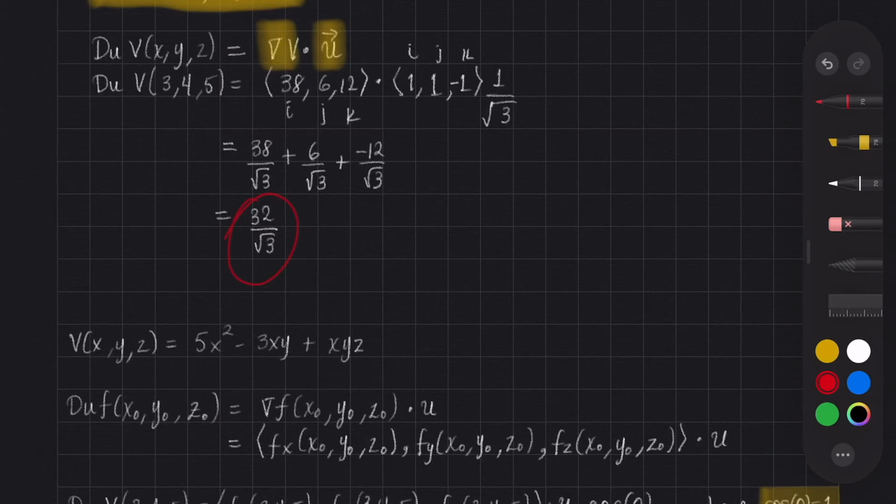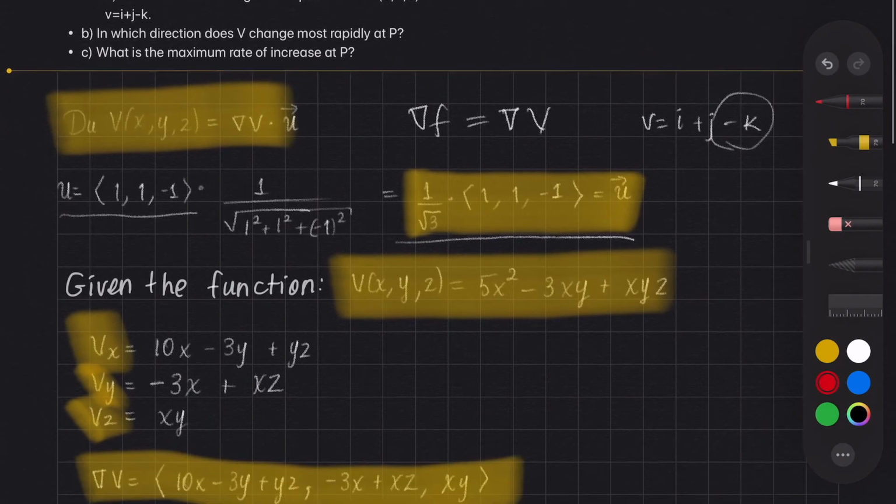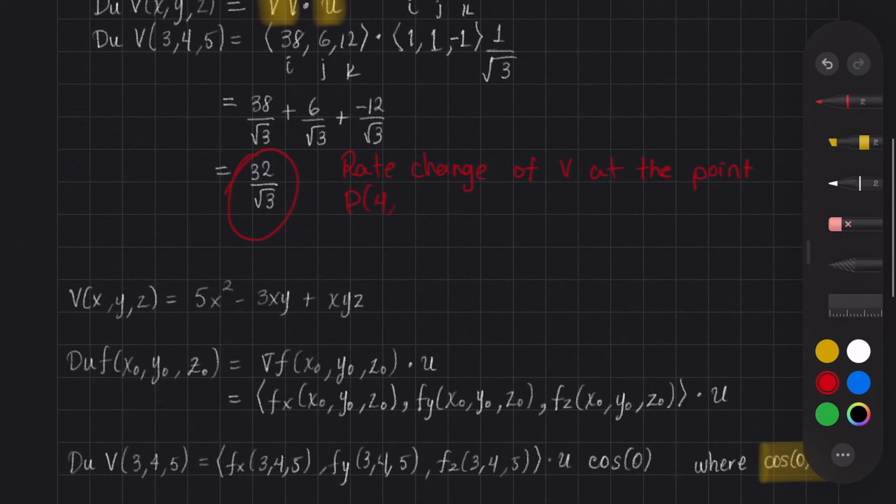And this number here is a scalar, and it represents the rate of change of V at the point P, which is the point 3, 4, 5, in the direction of u.